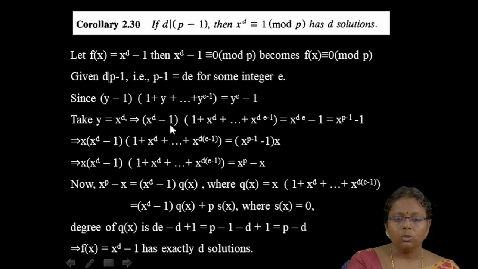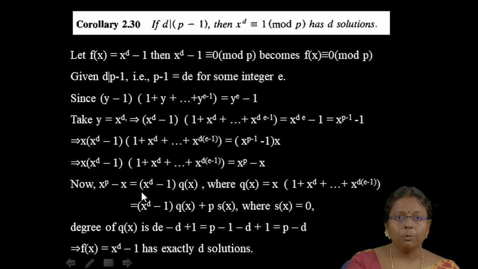So we will get (x^d − 1)(1 + x^d + ... + x^(d(e−1))) = x^(de) − 1, which is nothing but x^(p−1) − 1, since de is p − 1. So we are going to multiply both sides by x. So we are getting x(x^d − 1)(1 + x^d + ... + x^(d(e−1))) = x^p − x.